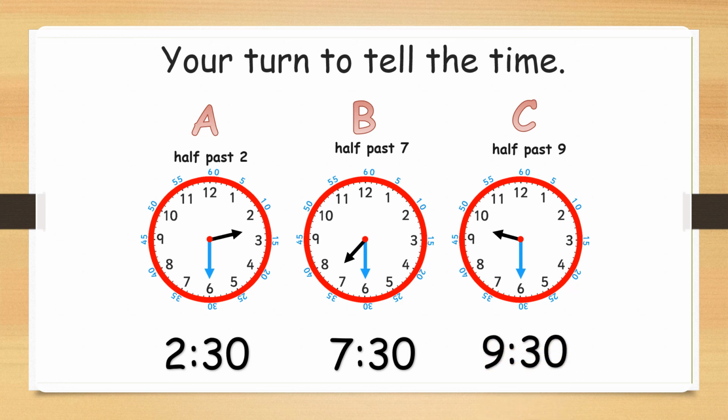Clock C is 9:30. Correct. Because the short hand is between 9 and 10, and the minute hand is on 6. So we say 9:30.